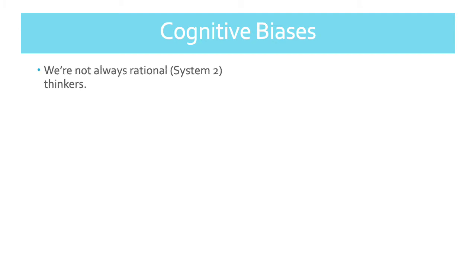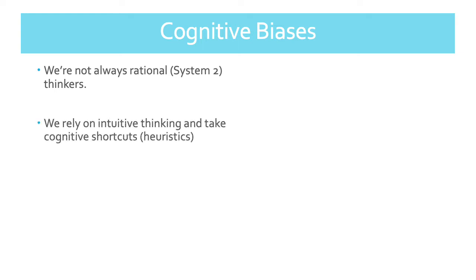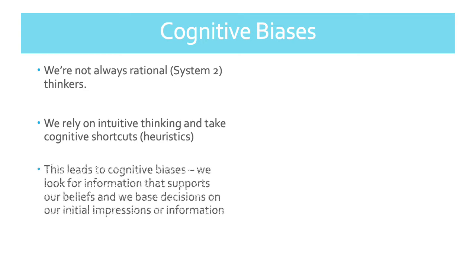Well, first of all, we are not always rational System 2 thinkers. You learnt about System 1 and System 2 thinking, and if you remember, System 2 thinking was the rational thinking. Instead, we rely on intuitive thinking and we take cognitive shortcuts, also known as heuristics. And this is what leads to cognitive biases.